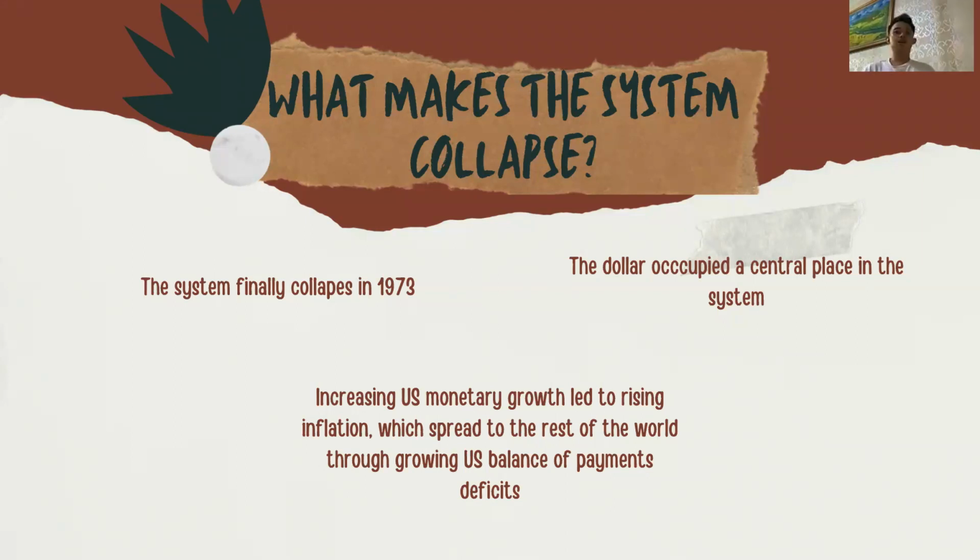So what made the system collapse? The system collapsed in 1973, and since then, governments have managed using the floating system, which we are going to discuss next. They used the dollar as the only currency that could be converted into gold, and as the currency that serves as the reference point of all others, it occupied a central place in the system. And because of that, any pressure on the dollar to devalue could wreak havoc within the system.